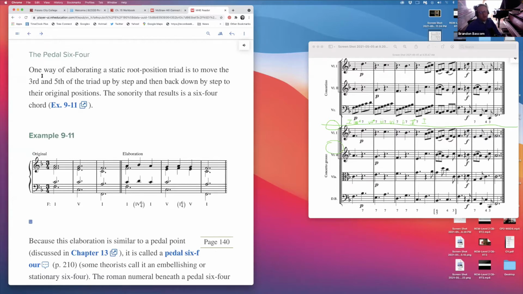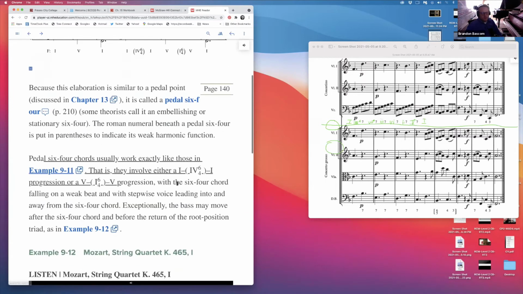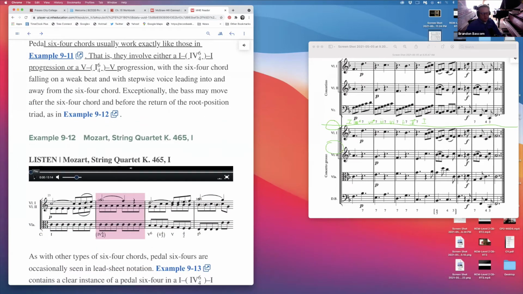All right. Pedal 6/4. That's when everything else moves, but the bass does not. Yeah. Similar to a pedal point. Here it is in Mozart. Example 9-12. And there he beautifully executed it with the violas, because you know you don't want to give them too many notes. So we just stayed on that C forever.